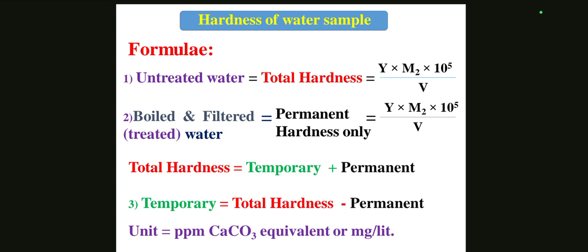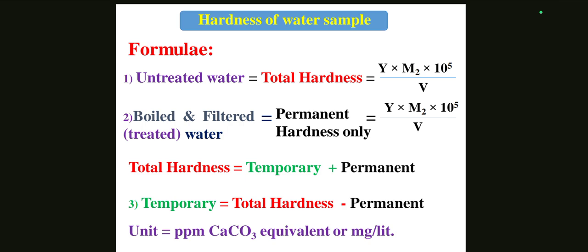So untreated water will give you total hardness, and the formula for that is Y multiplied by M2 multiplied by 10 raised to power 5. In a simple way, you have to remember Y multiplied by M2 multiplied by 10 raised to power 5, divided by V. Now second, you can see boiled and filtered, which means first you are going to boil the water, then you are going to filter it. Means what you are doing? You are doing a treatment. You are giving treatment to the water.